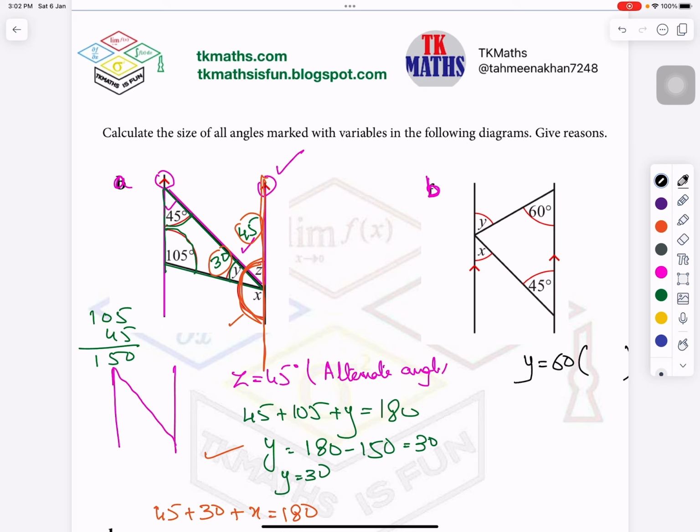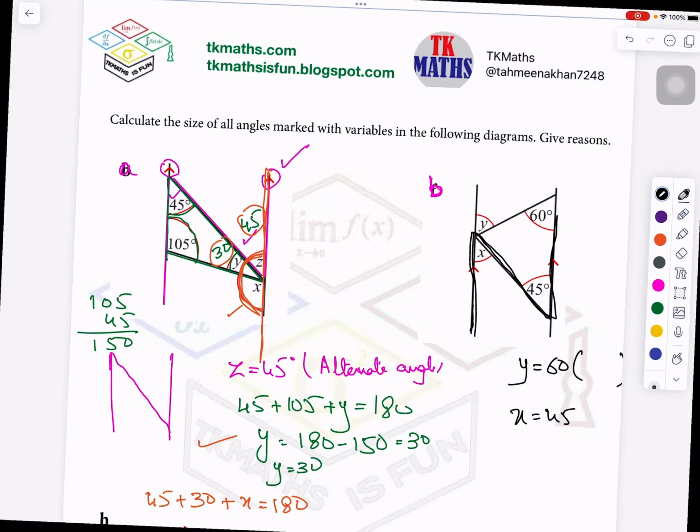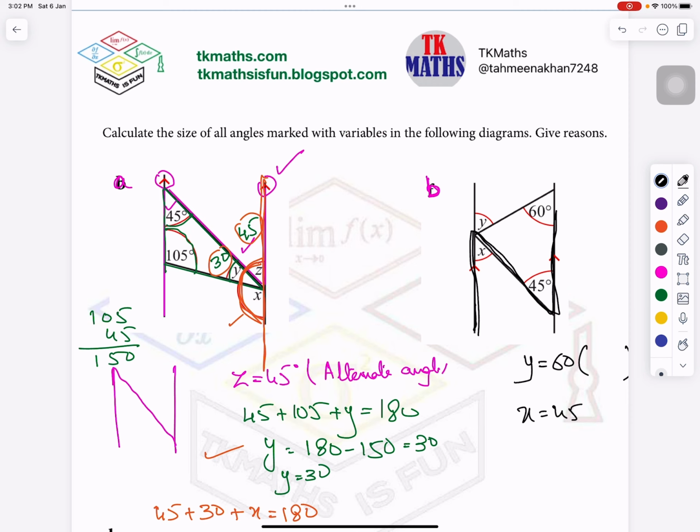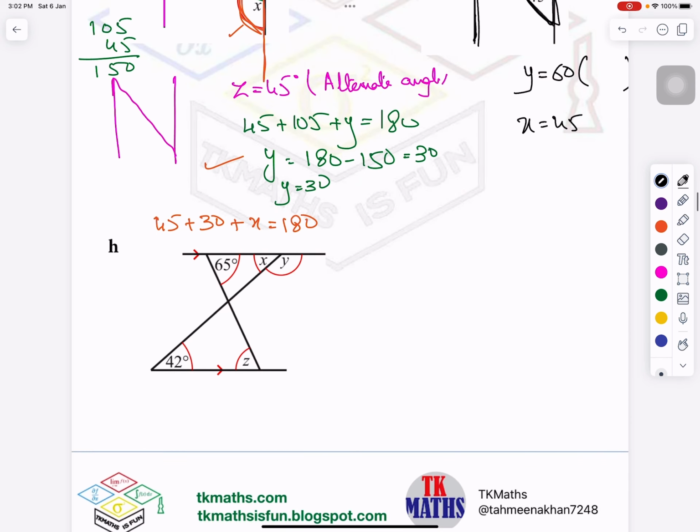What about x? If you look at this and this, it is forming z. Yes or no? So you can simply say x is equal to 45, alternate angles. Make sense? It looks difficult, but actually it is not. Let's see the third case.